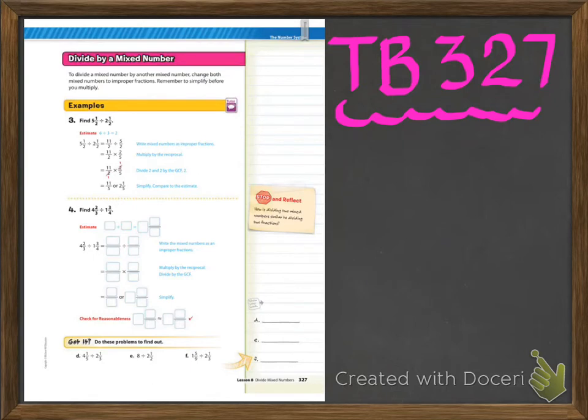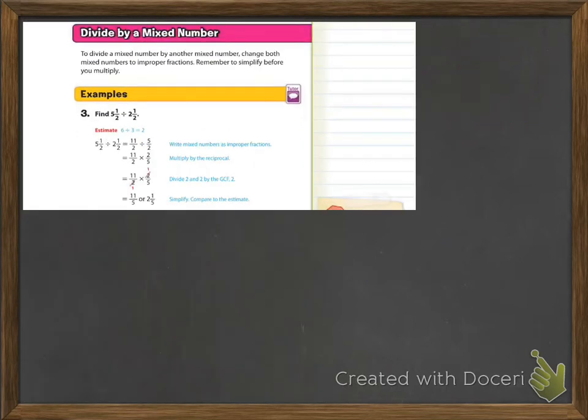Textbook page 327. This is dividing a mixed number by, dividing by a mixed number rather. So now it says to divide a mixed number by another mixed number, you want to change both mixed numbers to improper fractions, and remember to simplify before you multiply. So that's that cross simplifying that I've been talking about. All right, so off to the side here, I'd like you to go ahead and write the 5 1/2 divided by 2 1/2 because that's your original problem.